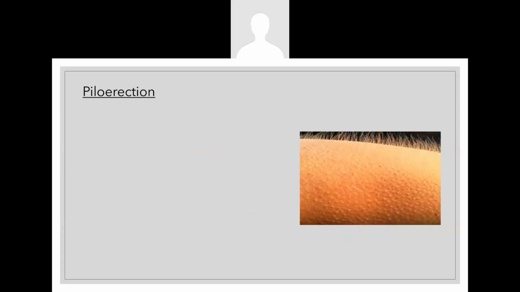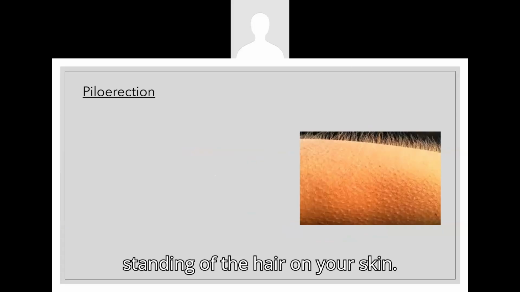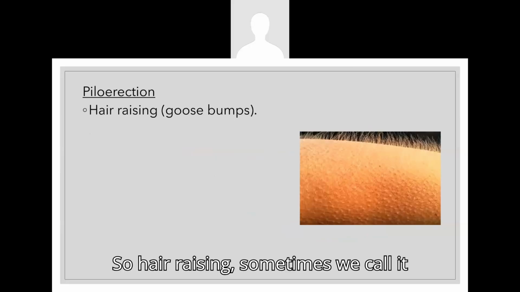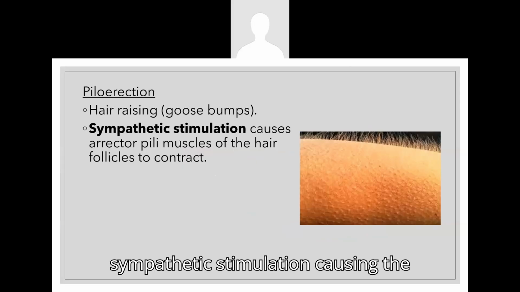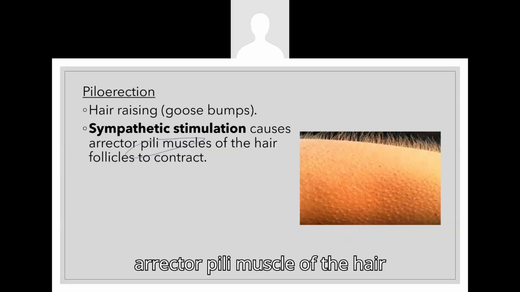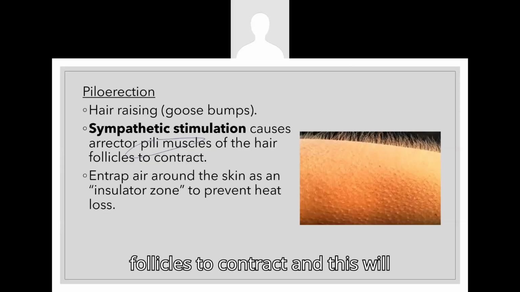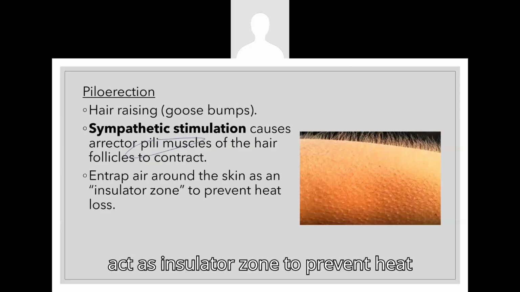Piloerection is the standing up of the hair on your skin. So hair raising, sometimes we call it goosebumps. So it's also a sympathetic stimulation, causing the erector pili muscle of the hair follicles to contract, and this will entrap air around the skin to act as an insulator zone to prevent heat loss.